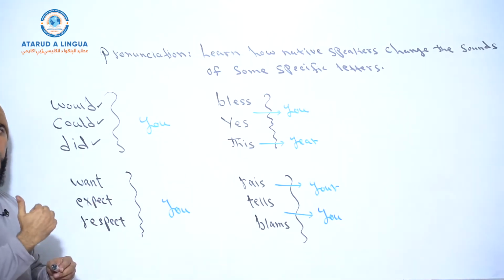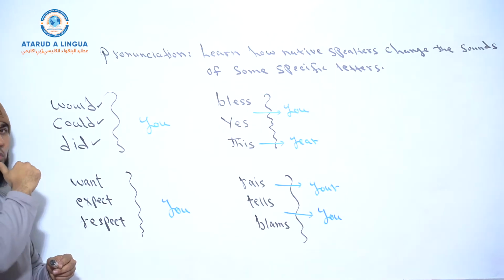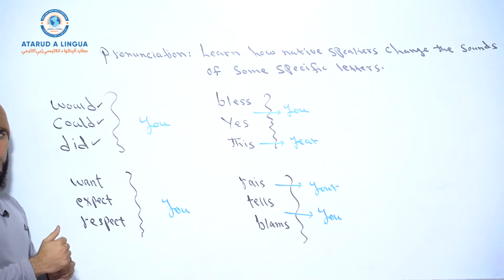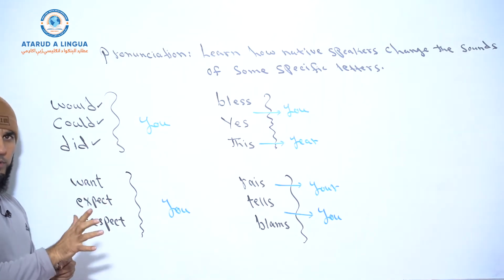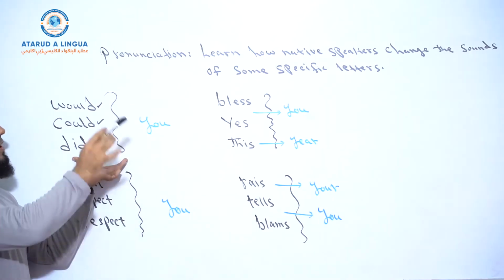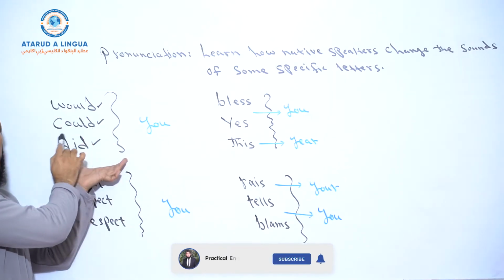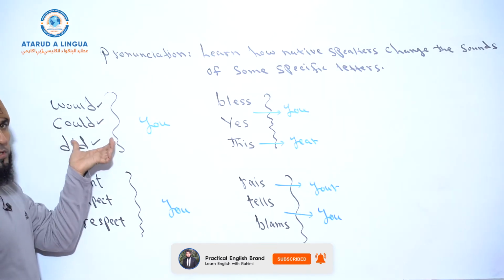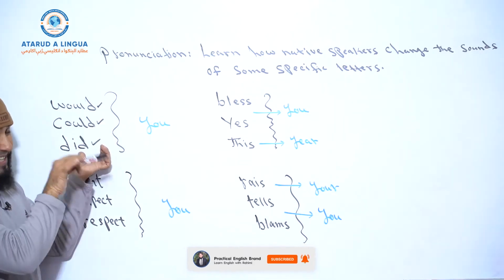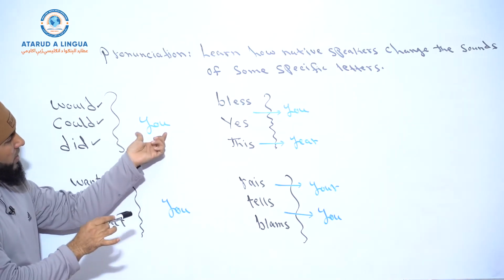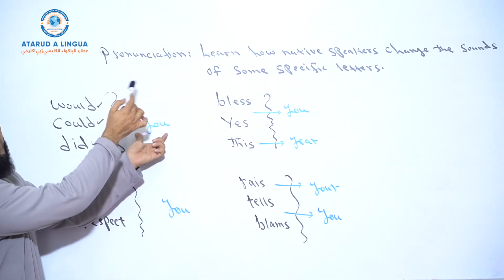Would you come over here, please? Could you talk to me for a while? Where did you go yesterday? Did you bring me the book? Okay, so in spoken English, native speakers change the D sound to the J sound if the words which end with these letters are followed by a cluster of vowels and semivowels.